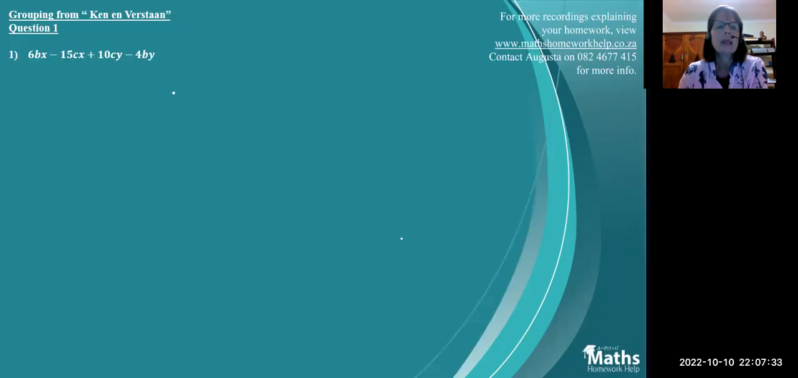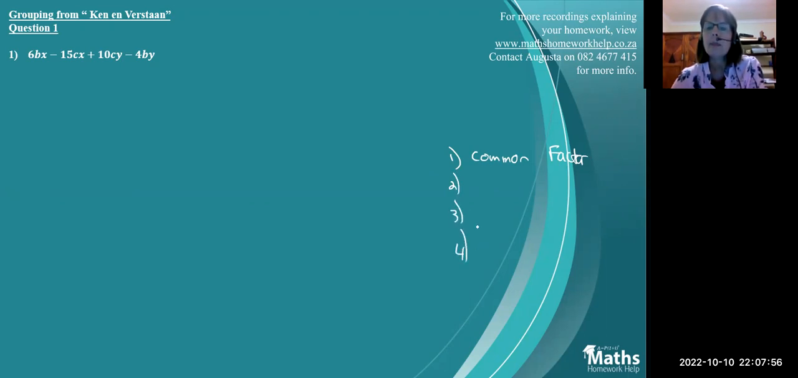Right? Now, when you factorize, there's quite a few things that you need to keep in mind. The first one is where we always look for something common. It can be a common factor, or it could be a common bracket. So I normally put my common bracket under point number 4, where I say if there's more than 3 terms, then you group.